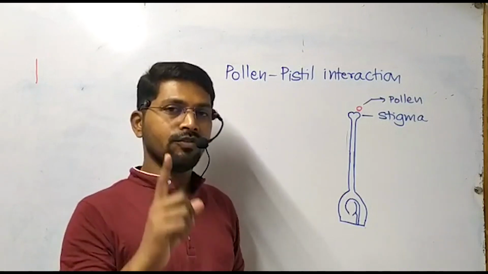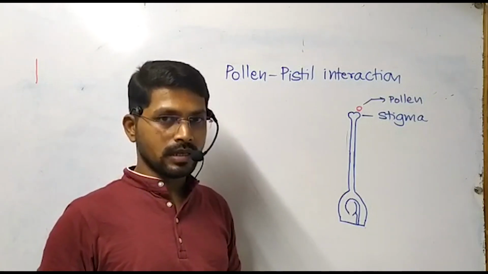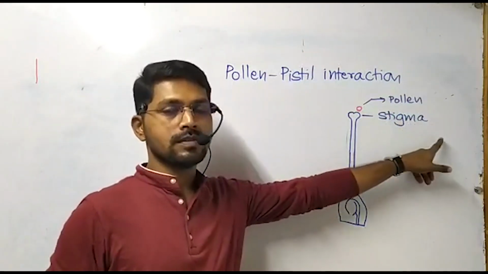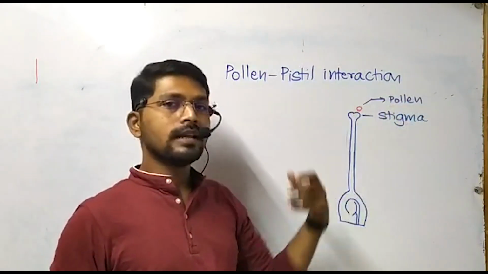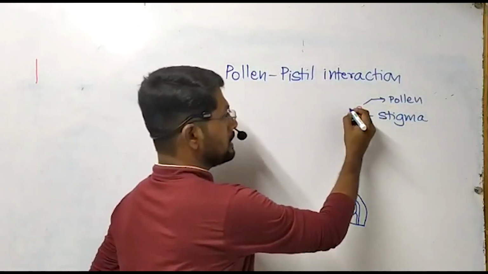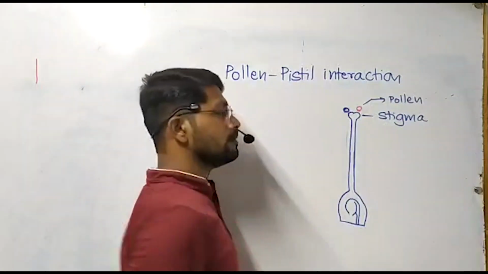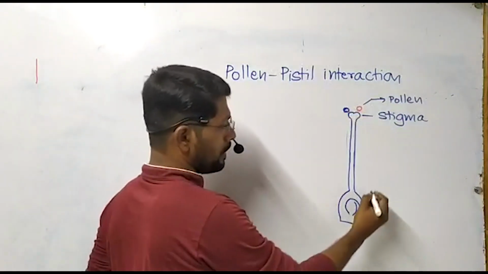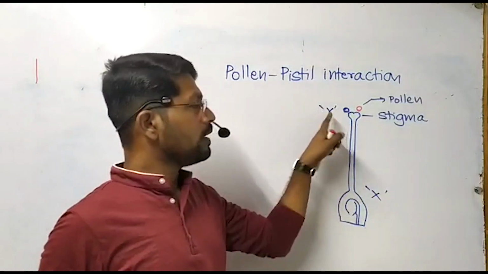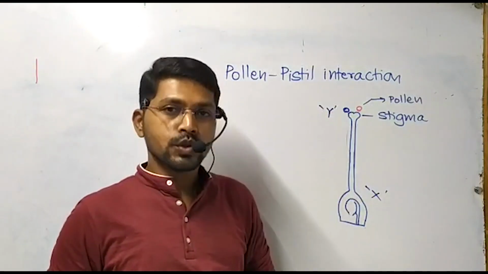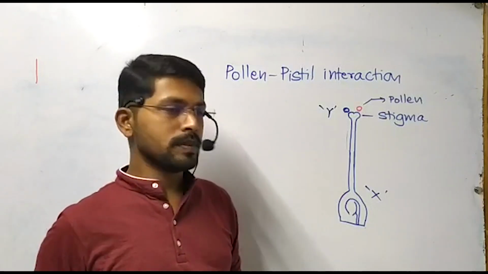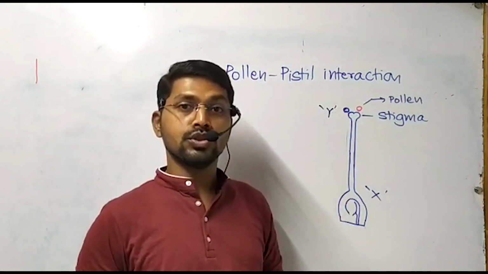So in this way, the first event in the pollen-pistil interaction is recognition of the right type of pollen, and that is done by means of the stigma. When it is the wrong type of pollen, meaning pollen from other species, say for example this carpel belongs to species X and this pollen belongs to species Y. Now this pollen is from an unwanted source, not a regular source, belonging to a different species. Such pollens are not allowed to germinate.